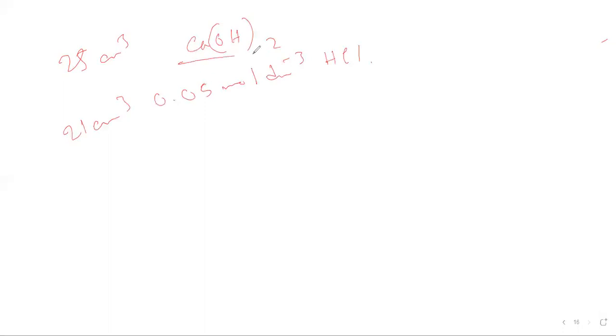So let's say another one is given: 25 cm³ of saturated solution of Ca(OH)2, which requires, let's say, 21 cm³ of 0.05 mol/dm³ of HCl. That means this Ca(OH)2 reacts with HCl. A complete neutralization reaction occurs after that. Why? Because this is an alkali or a base, and this is an acid, so acid and base react with each other.